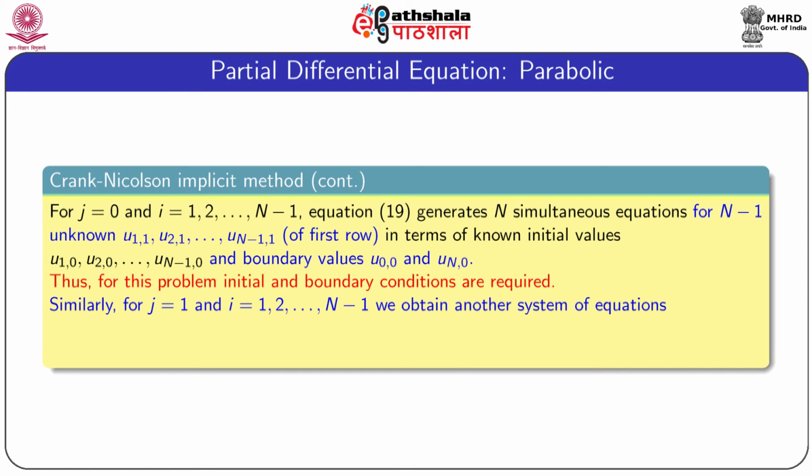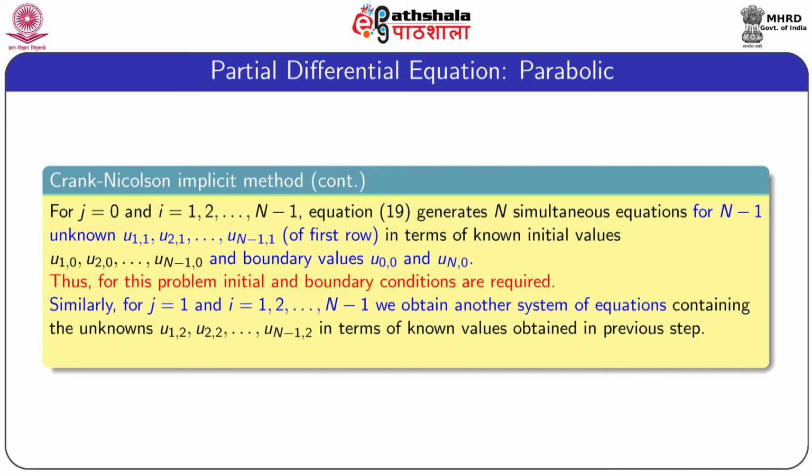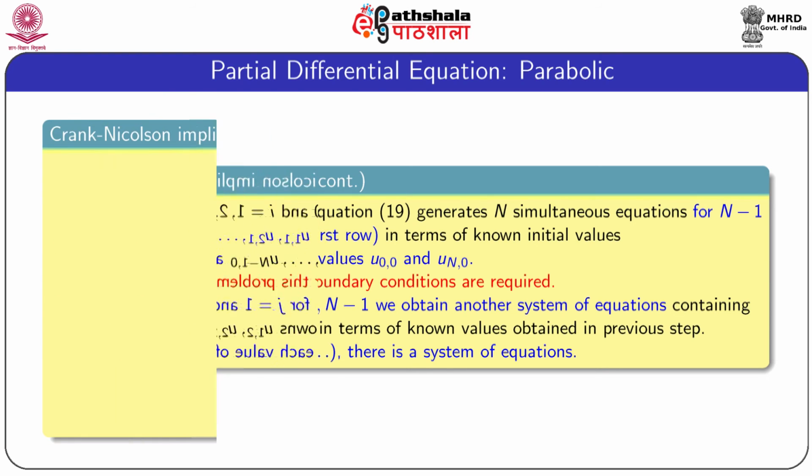Similarly, for j equal to 1 and i equal to 1 to n minus 1, we obtain another system of equations containing the unknowns u12, u22 up to u(n-1)2 in terms of the known values obtained in the previous step. Thus, for each value of j, where j equals 2, 3 and so on, there is a system of equations. Now, by solving this system of equations, we can find the values of u for different mesh points.